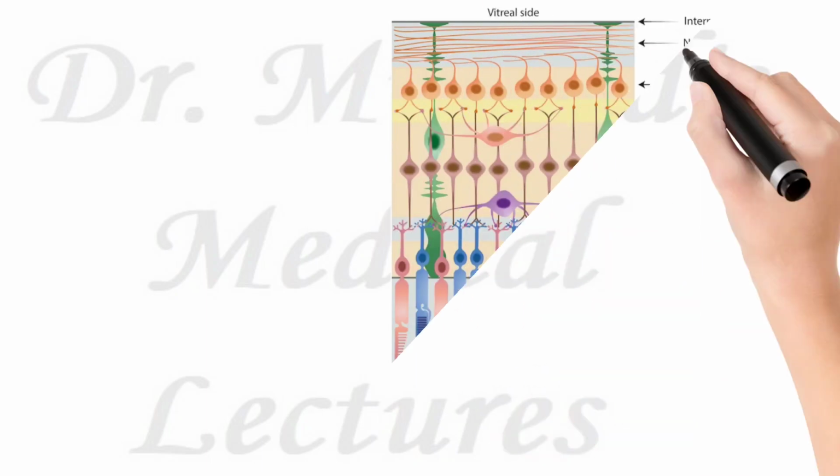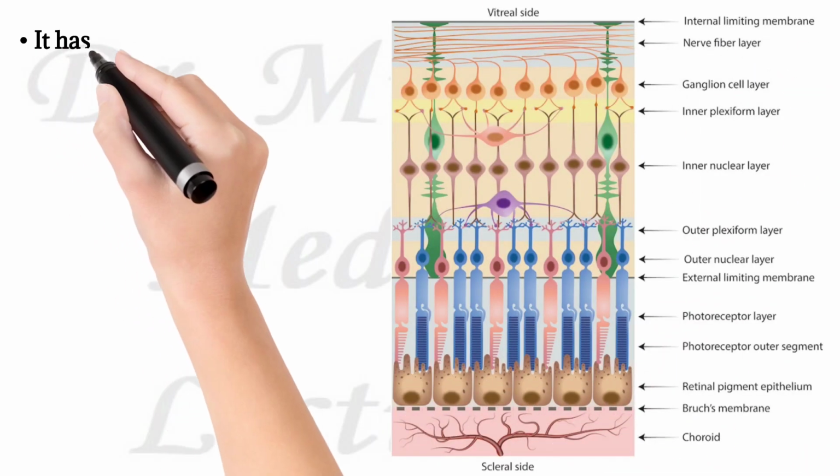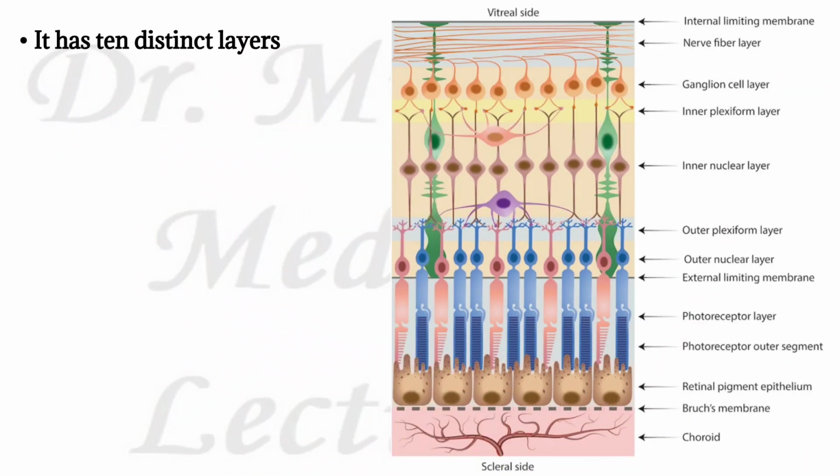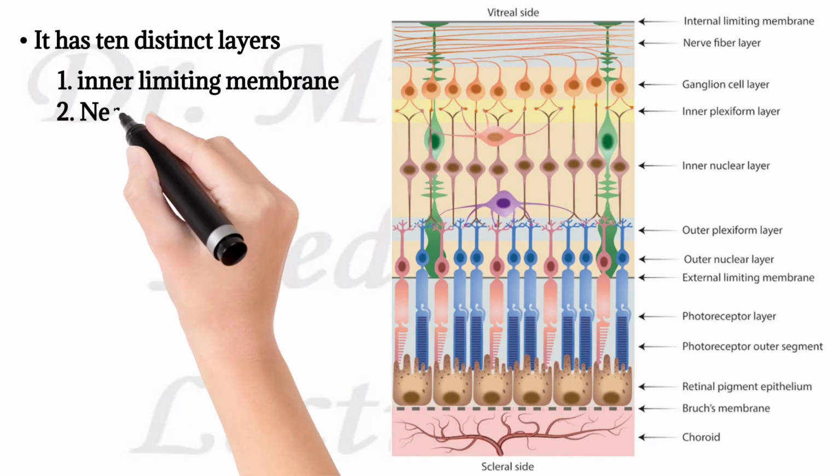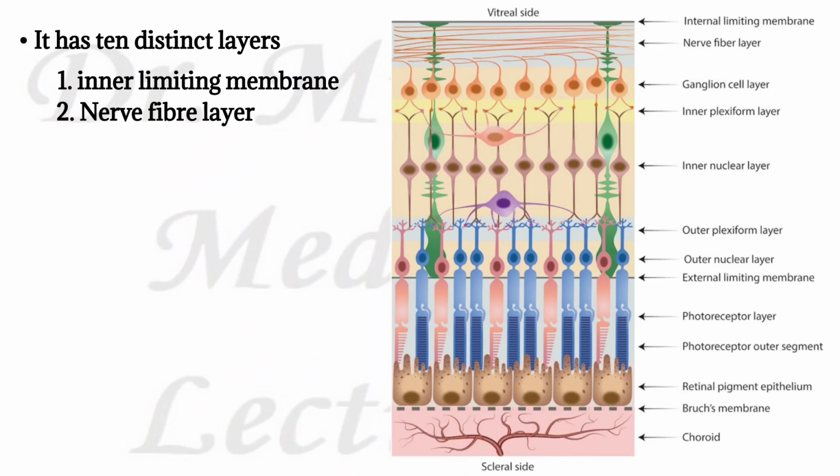The retina is made up of 10 distinct layers. If we go from inside to out, these layers are as follows. First, the innermost layer is the inner limiting membrane. It is formed by the apposition of expanded ends of Muller fibers. The next is the nerve fiber layer. It is composed of non-myelinated axons of ganglion cells.